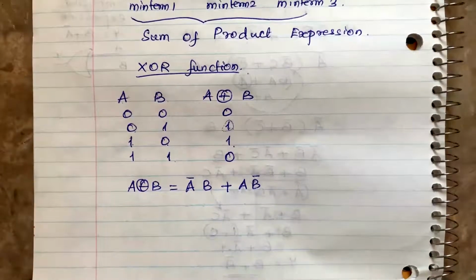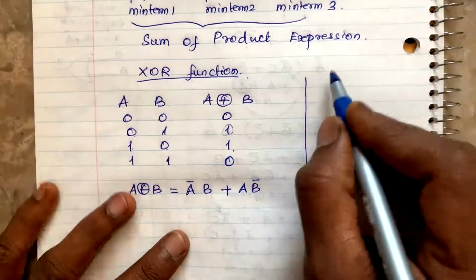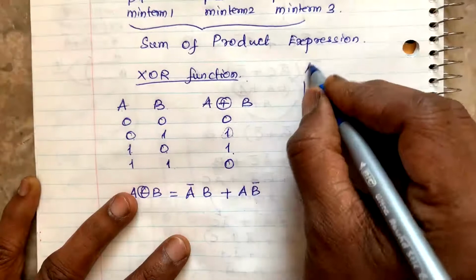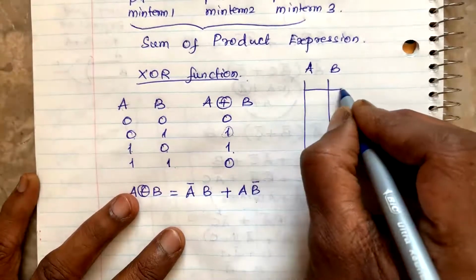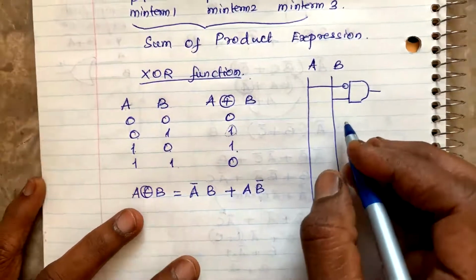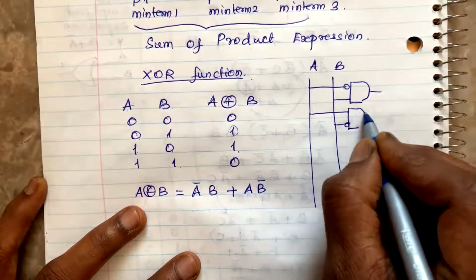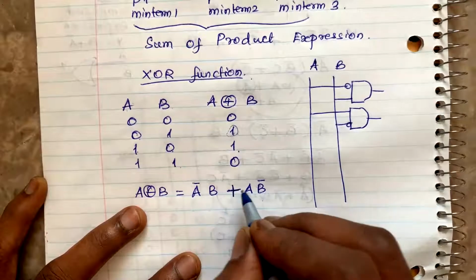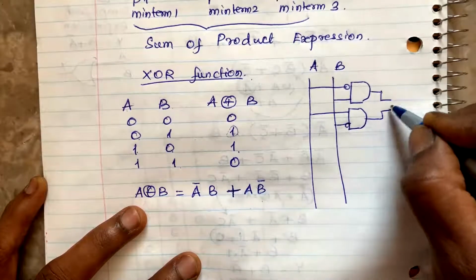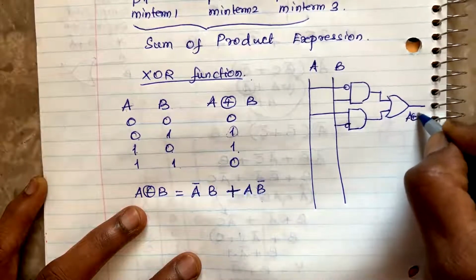Now, can you sketch the logic circuit for this XOR gate? What would you do? You take the inputs A and B, two inputs. You need A bar, B; send it through an AND gate. Next is A, B bar; send it through another AND gate. They both should be ORed, so send them through an OR gate. This is your A XOR B.